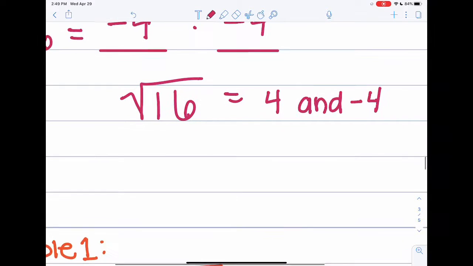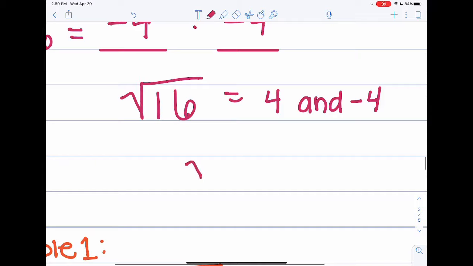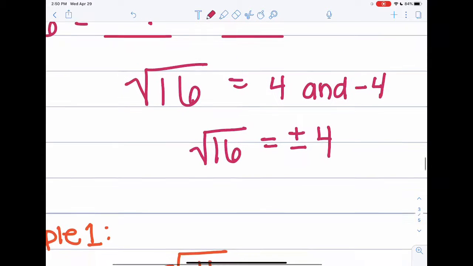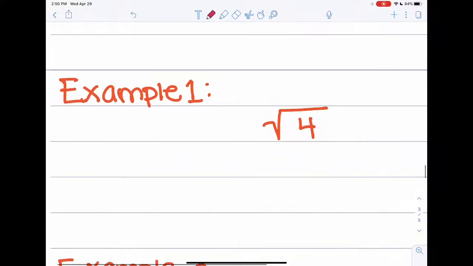And I'm actually going to show you a shorthand way of writing this. So the square root of 16, I can write my answers as plus or minus 4. And this is just telling the person who's reading my work that the answer is both +4 and -4. Okay, let's try to do some on your own.